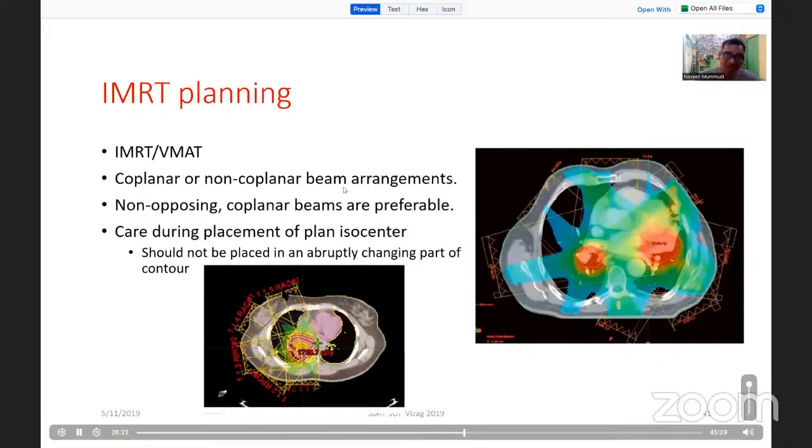We reserve non-coplanar beams for certain patients in whom we are doing SBRT, but even in SBRT, we do coplanar. But we make sure that we are not using opposing fields, because whenever you use opposing fields, that increases the dose to the normal tissue and creates hot spots in the lung. It's preferable to use non-opposing fields. And you should be careful where you're placing the isocenter, because if you place it in a place where there is an abrupt change in contour, that would lead to uncertainty and possibly a geographical miss also.